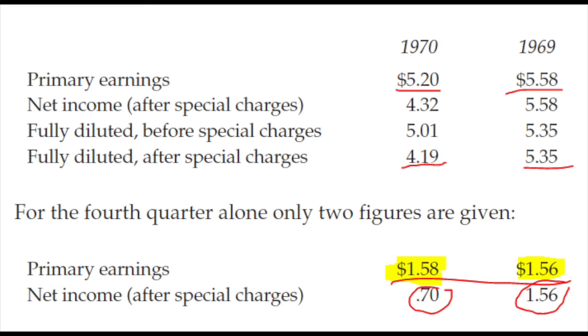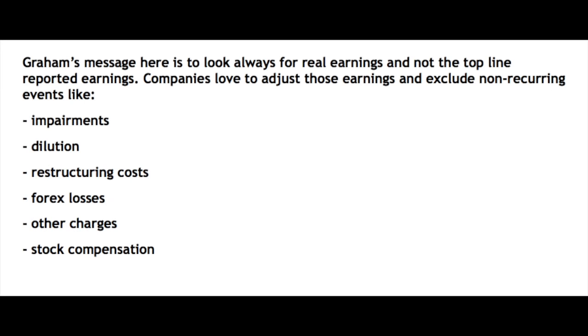And this thing keeps going on now even more than it was the case in the past. Just for the quarter, you can see, okay, those who focus on quarterly earnings would see Alcoa back in 1970, how it had 1.56 in Q1 1961, 1.58 in Q1 1970, which means that it is doing better. But after special charges, adjusted real earnings were 70 cents compared to 158 in the 1970. So Graham's message here is to always look for real earnings and not the top line reported earnings.